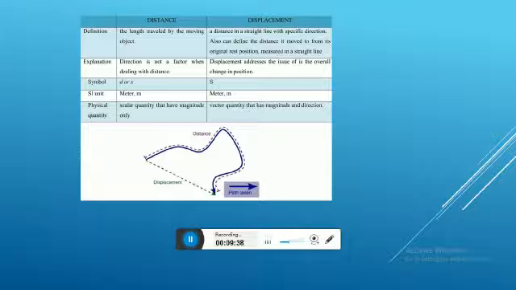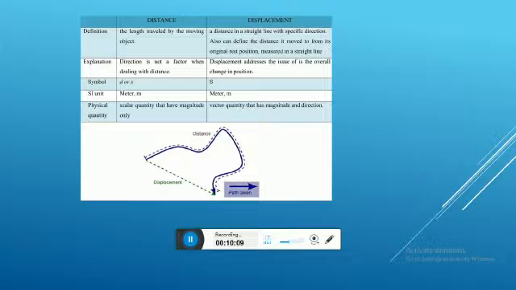Now let's discuss displacement. Displacement is a distance in a straight line with a specific direction. When we say the distance of a body in a straight line with specific direction, it means it's a vector quantity because it has specific direction. We can also define displacement as the shortest distance covered by an object.